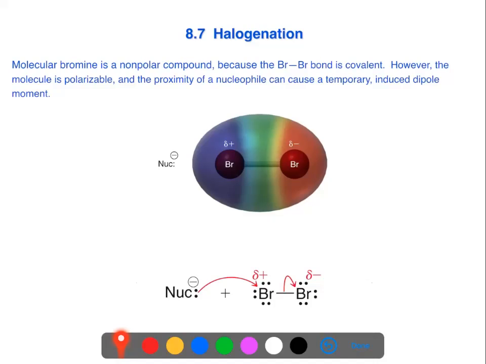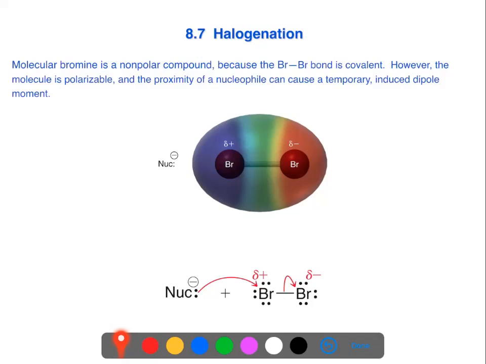Let's look mechanistically at why this is what we observe. Before looking at the specific reaction, we should say something about these diatomics, bromine and chlorine. Molecular bromine, Br2, is a nonpolar compound. However, it is polarizable. Remember that polarizability is the ability of the electrons in the valence shell around these atomic centers to be sensitive to their environment.